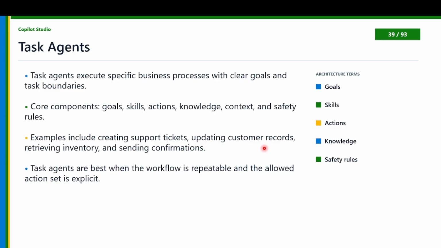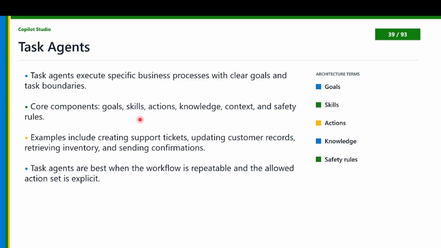Then we have updating customer record. Another one is updating customer record, which is to follow this pattern and should contain all these components that apply to updating customer records. Another one is retrieving inventory. These are specific agents that you can build use cases for. Sending confirmation is another one. So these are particular task agents, and this is how you should build a task agent.